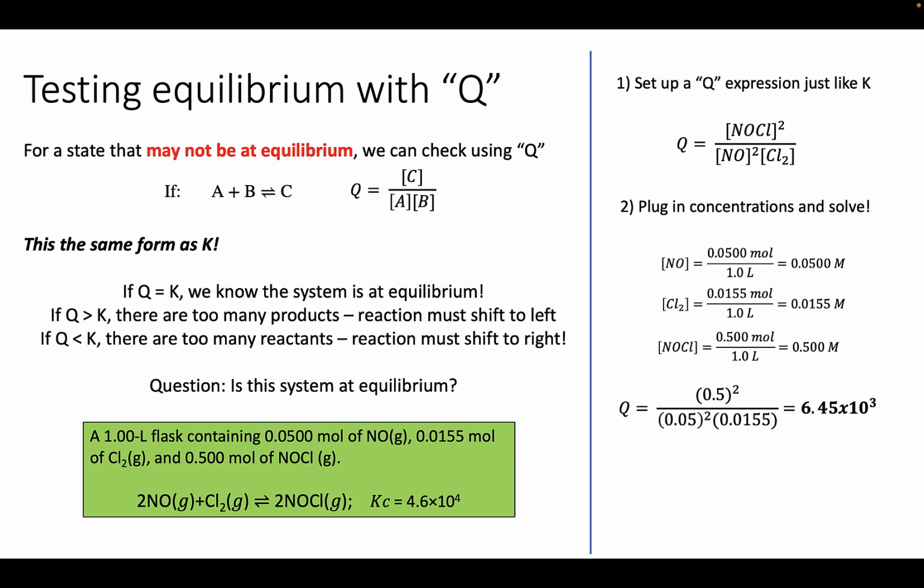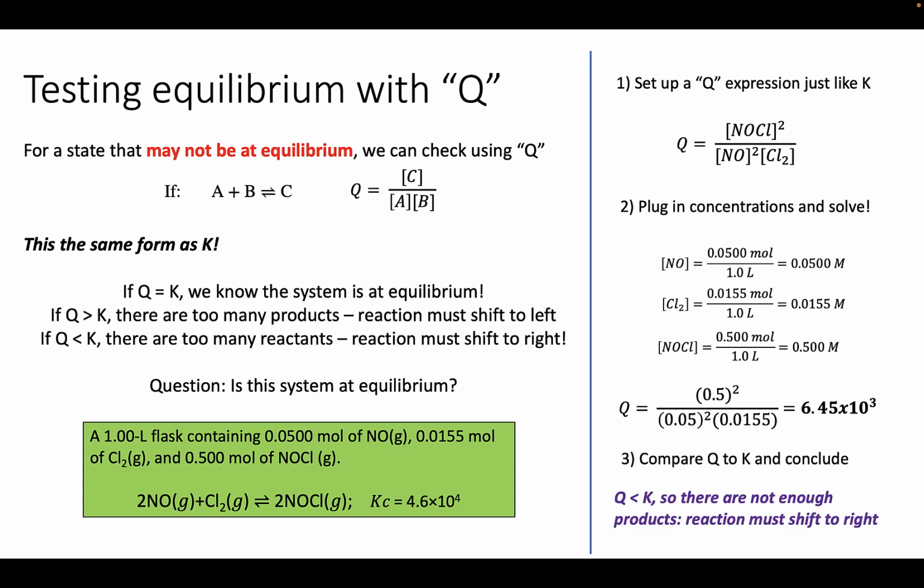Well, it's not equal to K. Is it bigger? Is it smaller? And as it turns out, Q is less than K. 10 to the 3 is less than 10 to the 4, right? This is 6,450 versus 46,000. And therefore, we know that this reaction must shift to the right. Q is less than K, too many reactants, not enough products, same kind of thing. And therefore, we need to shift to the right.